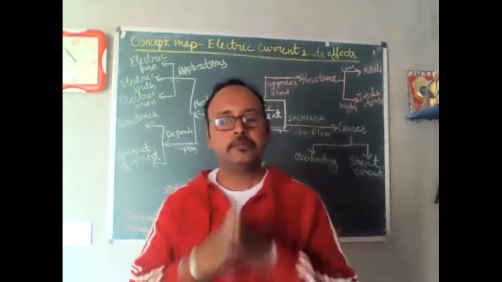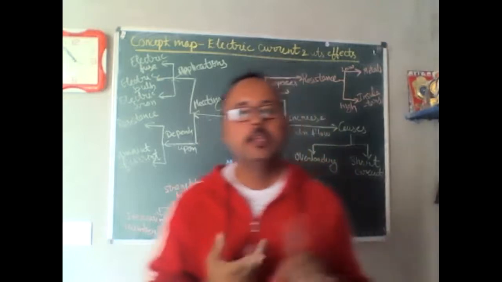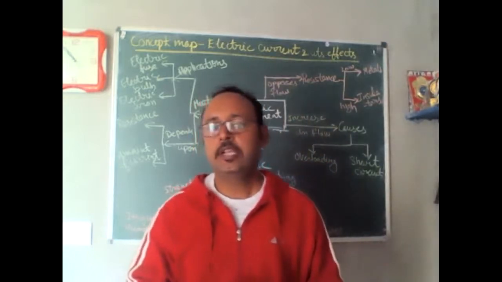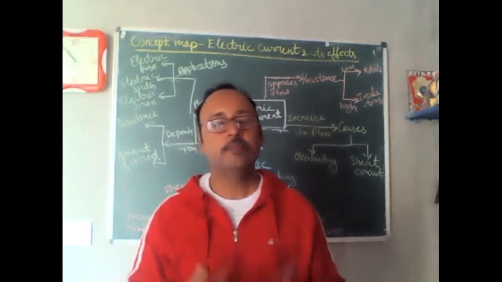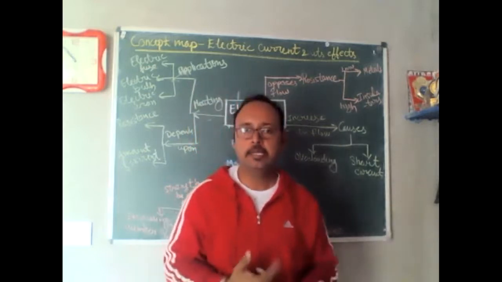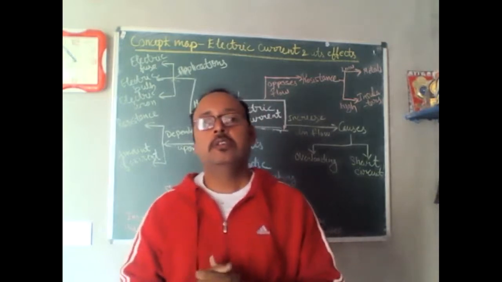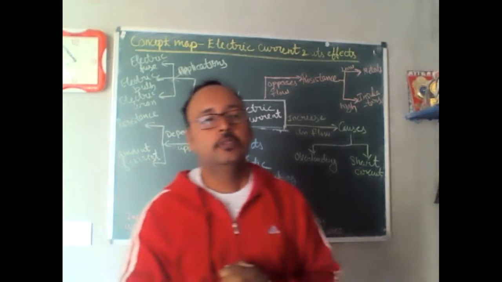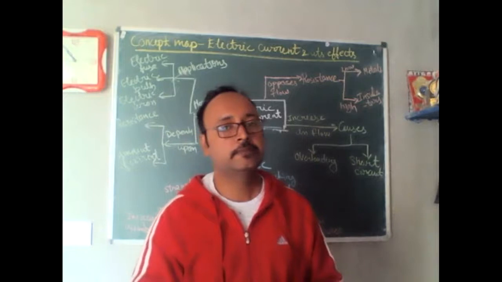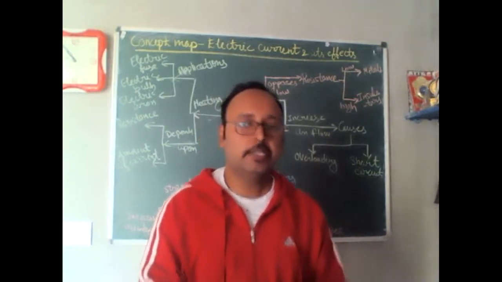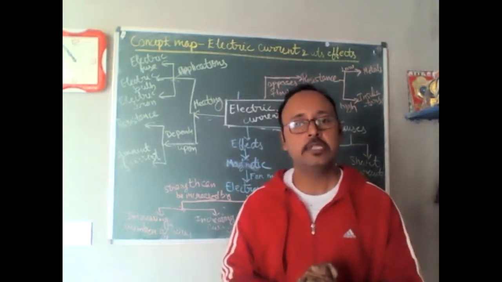So dear children, let me give a quick review of the concept map which we have discussed today. Electric current: first of all, we discussed the sources of electric current. There are two sources: one is the electric cell, another is the battery. A combination of cells is a battery. Then we discussed the physical quantity which opposes electric current, that is resistance. For metals, resistance is low because they are good conductors. That's why they are good conductors, because they have low resistance.